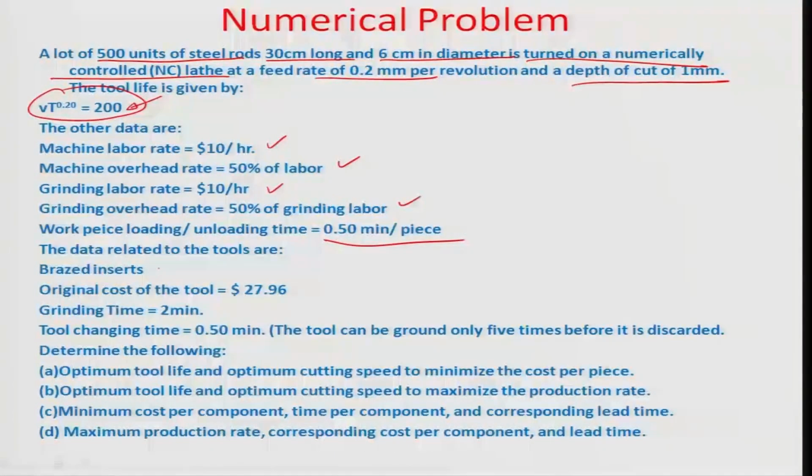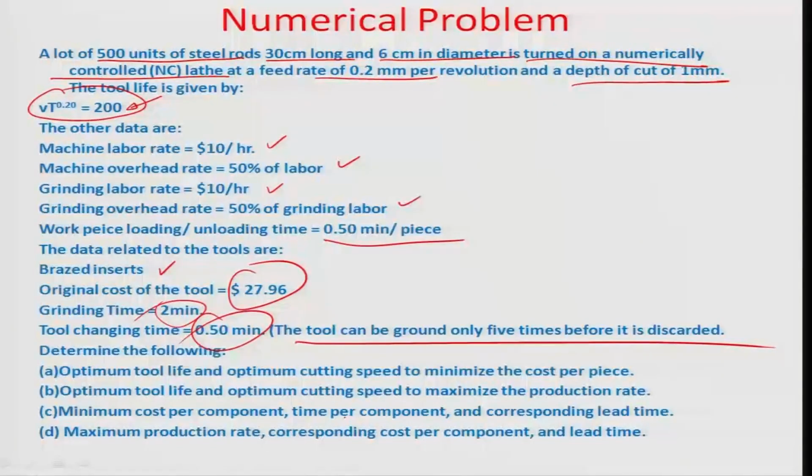These are brazed inserts. The original cost of the tool is about 27.96 units of currency, and the grinding time is about 2 minutes. Tool changing time is about 0.50 minutes, and it has also been given that the tool can be ground only 5 times before it is discarded. So, basically we are talking about using the tool edge 6 times.